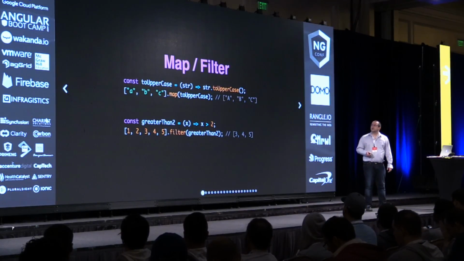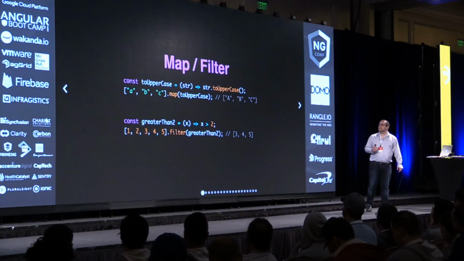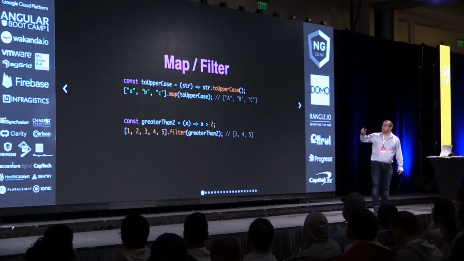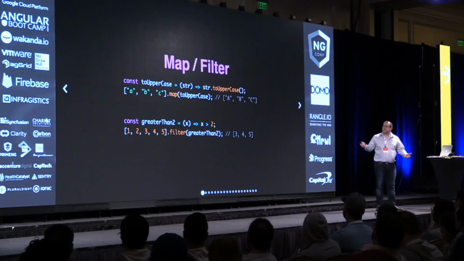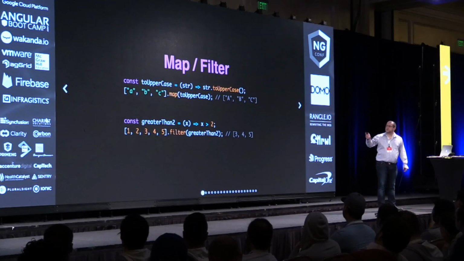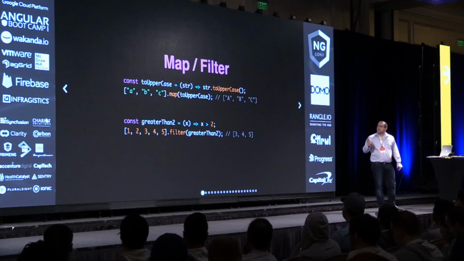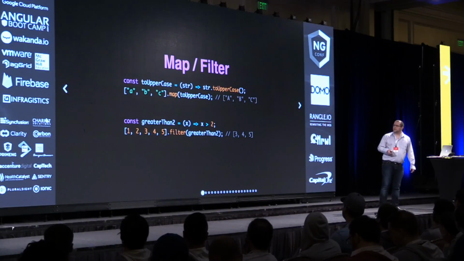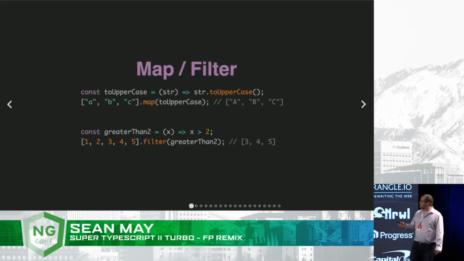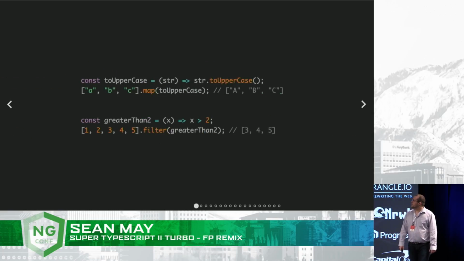Map and filter are other very, very basics. They're primitives. So to uppercase on a string, just call string to uppercase. I can map over that array and call to uppercase on it, and I get ABC back. Again, I can do the same thing with filter and pass it a predicate rather than a transform, and it's going to return me the right thing.